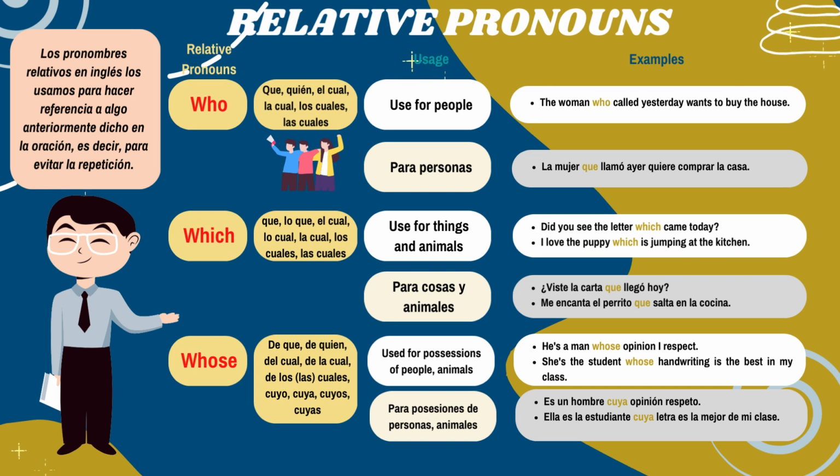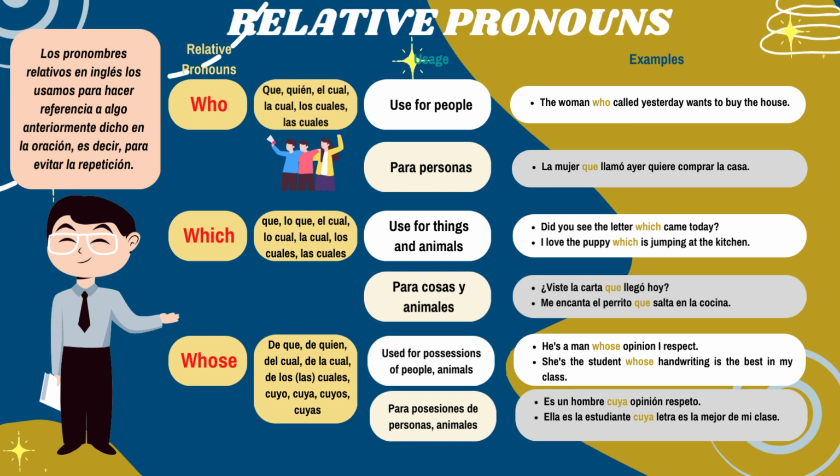The other relative pronoun is which. We use it for things and animals. For example, did you see the letter which came today? And the other example, I love the puppy which is jumping at the kitchen.